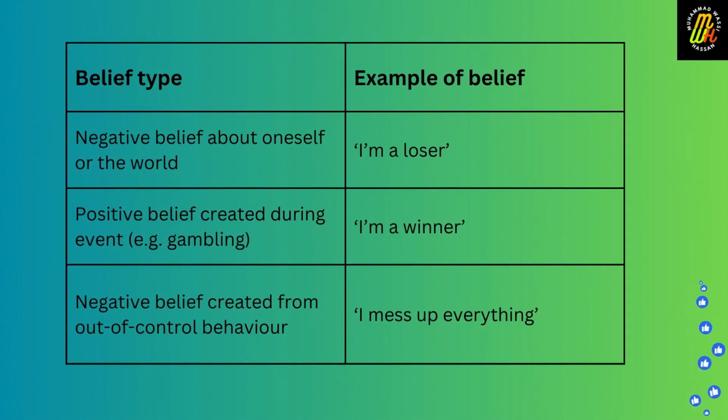Belief type, example of belief. Negative belief about oneself or the world: "I am a loser." Positive belief created during event, for example gambling: "I am a winner." Negative belief created from out of control behavior: "I mess up everything."